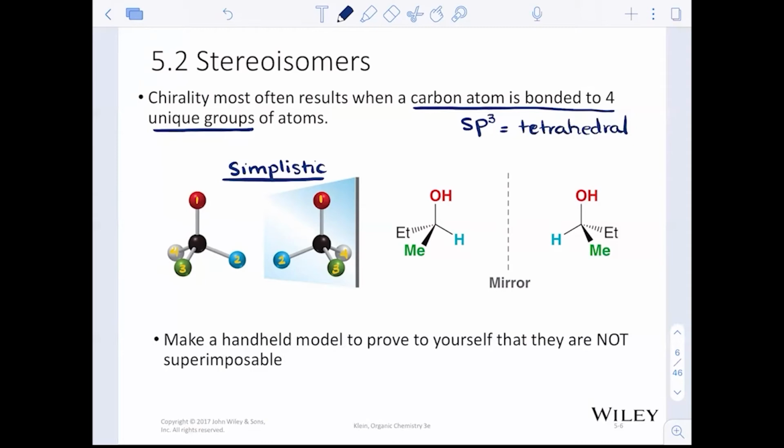So I want you to just look at your hands right now. Stick your hands out in front of your face. Do you see a mirror image? Doesn't matter if you're looking at the front, the tops of your hands, or the palms of your hands. You can look at your hands as chiral objects.